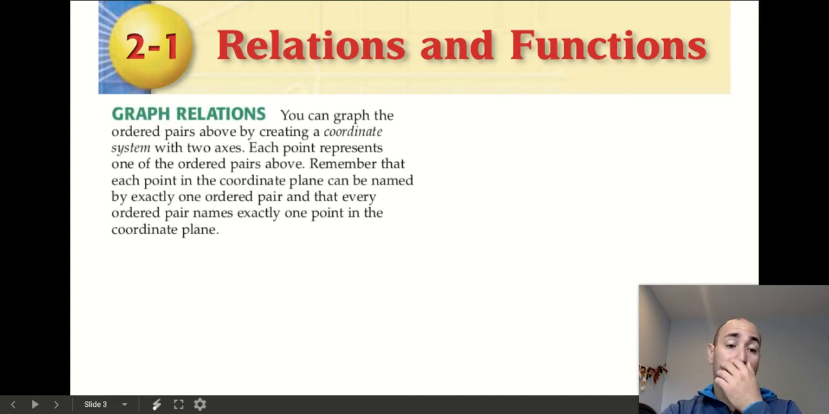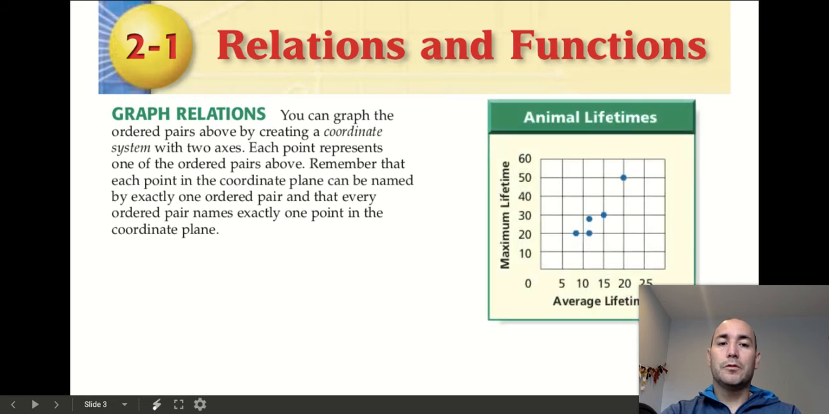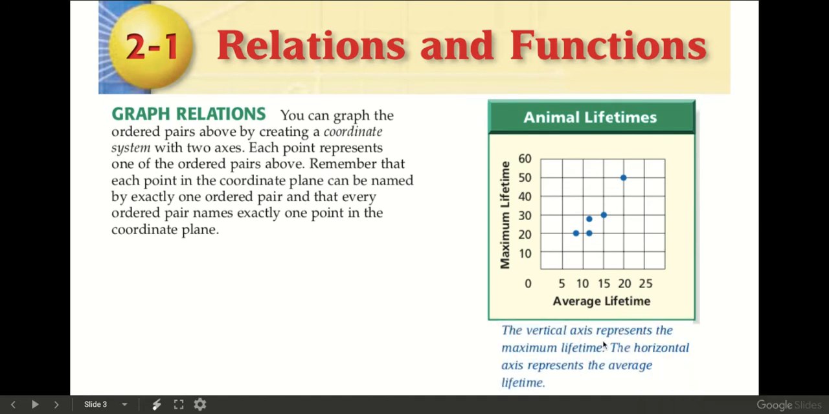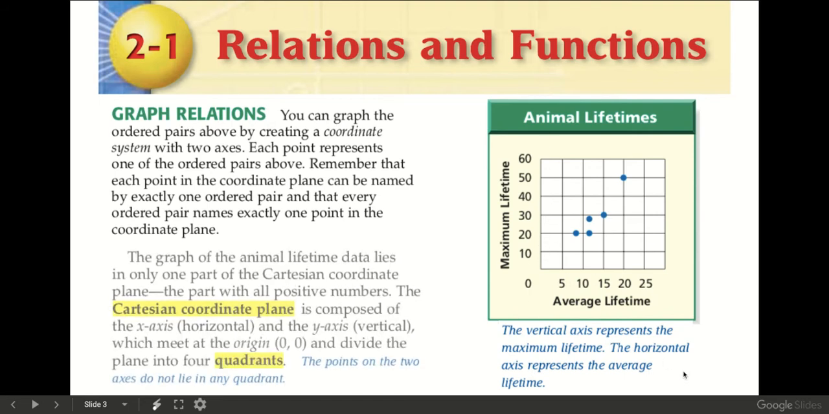So now we're going to talk about graphing relations. You can graph ordered pairs by creating a coordinate system with two axes. You probably have some previous experience with this, but essentially each point represents one of the ordered pairs from the previous problem. So I took the ordered pairs and graphed them here. Here is the average lifetime and here is the maximum lifetime. Each ordered pair represents a point on the graph. The vertical axis is the maximum lifetime and the horizontal axis is the average lifetime.